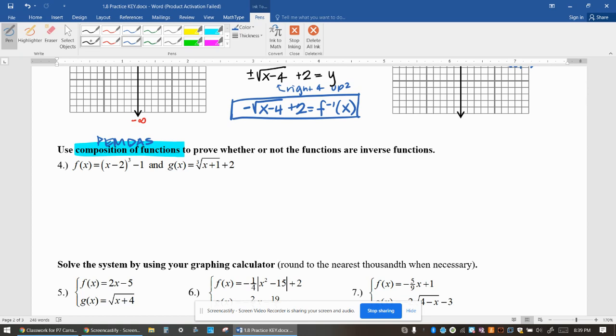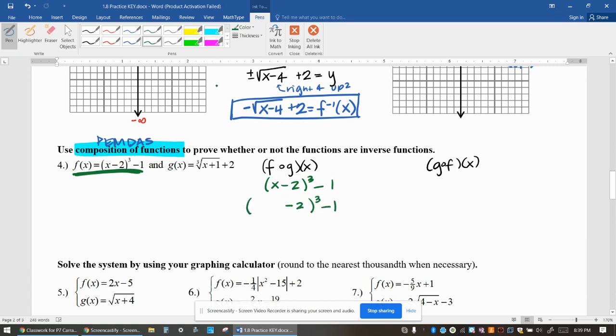So they want us to do two things. They want us to set up f of g of x and g of f of x. So I'm going to take the f function. So I'm going to color code here, okay? So I'm going to take the f function, copy it, but then replace the x with g of x. I didn't give myself enough room. I hate when I do that.